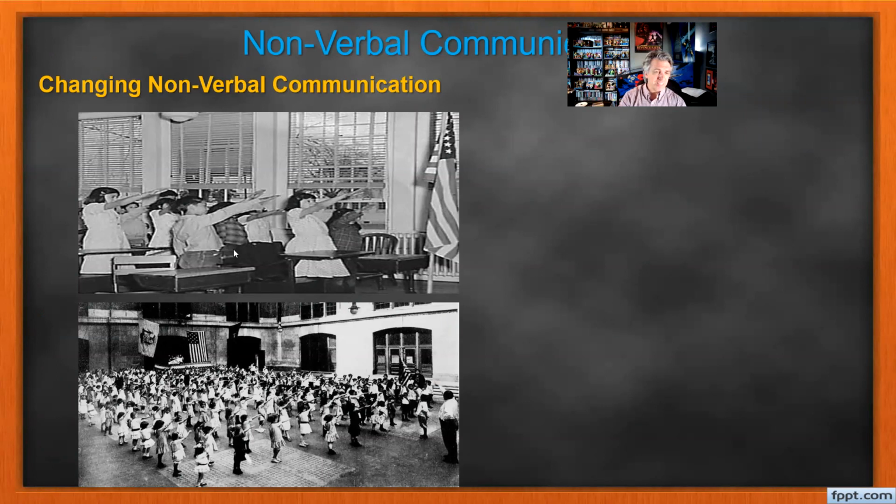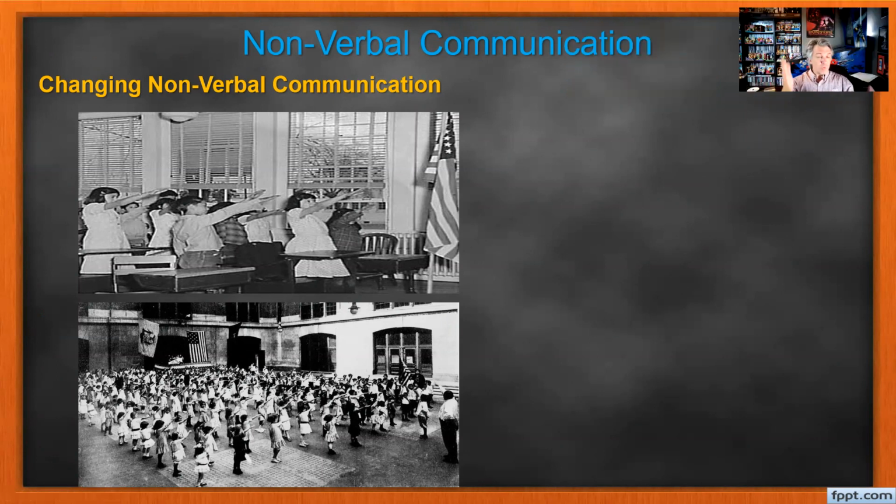Take a look at these kids back in the 1920s. These are elementary schools in the 1920s. Look at how they're doing the Pledge of Allegiance. Right there, look at that, which makes complete sense when you think about it. When you're doing a pledge, the flag is right there. I pledge. There's a flag, and I am pledging myself to the flag. That's how little kids did the pledge. Can you do that today? No, you cannot.